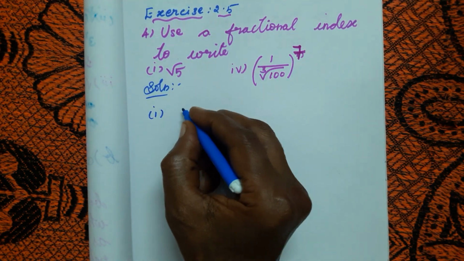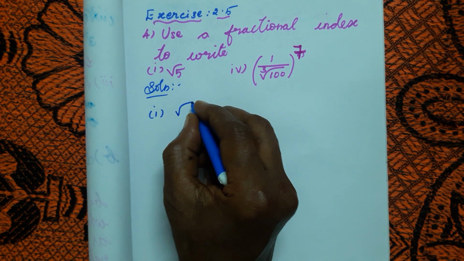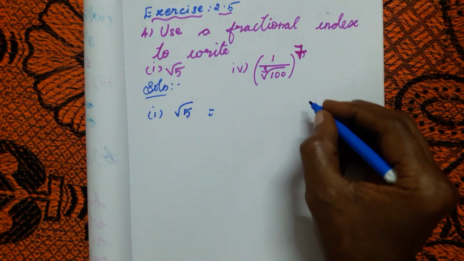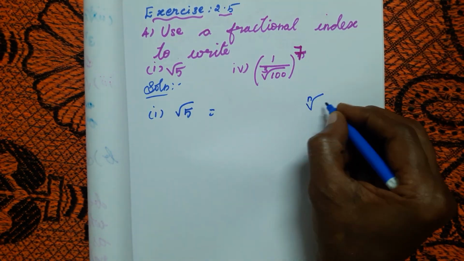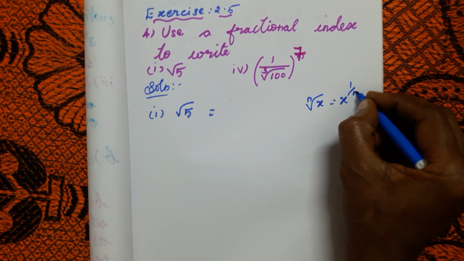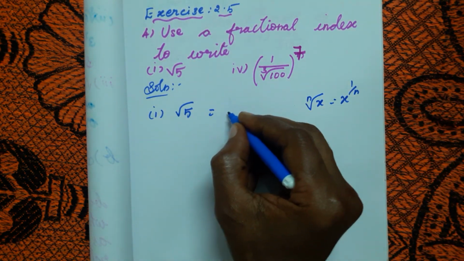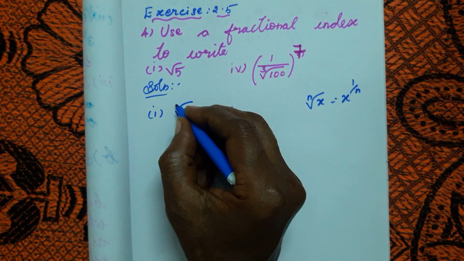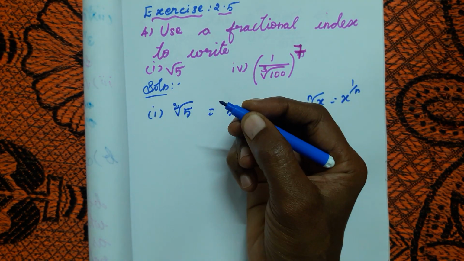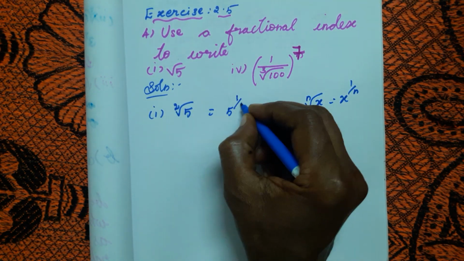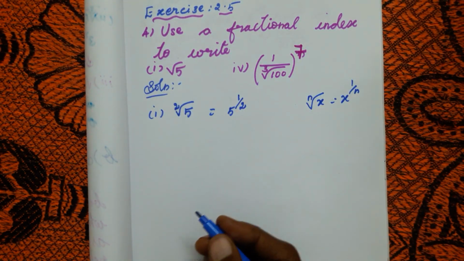Listen carefully. First, square root of 5. Already I have explained nth root of x is equal to x power 1 by n. So 5 power, what are we getting? Here what is the order? 2 is the order. So we are getting 5 power 1 by 2.